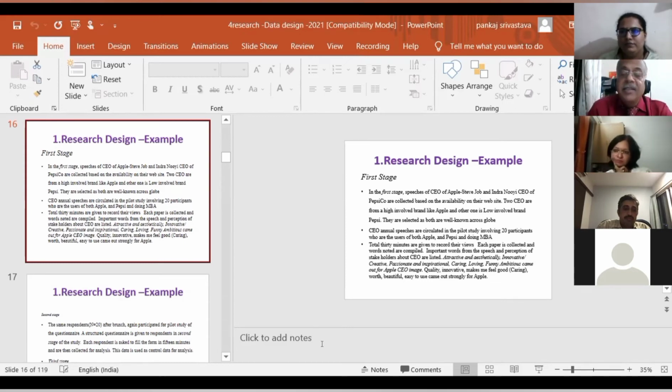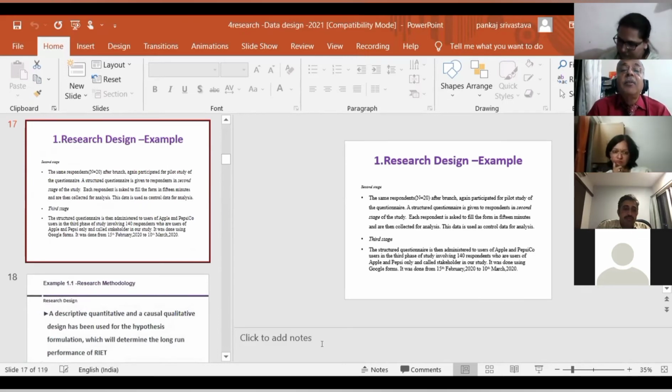Then, the second stage was that 20 people highlighted, and then we tried to develop the personality of the CEO, and then tried to see whether a CEO has a certain image and personality, and with that image, can reflect on the building of the brand identity. So that's what we are trying to do here.